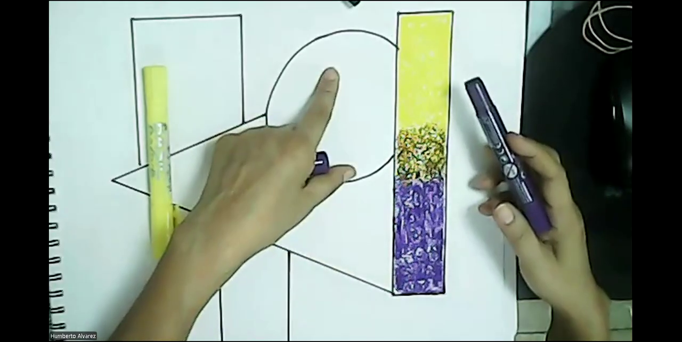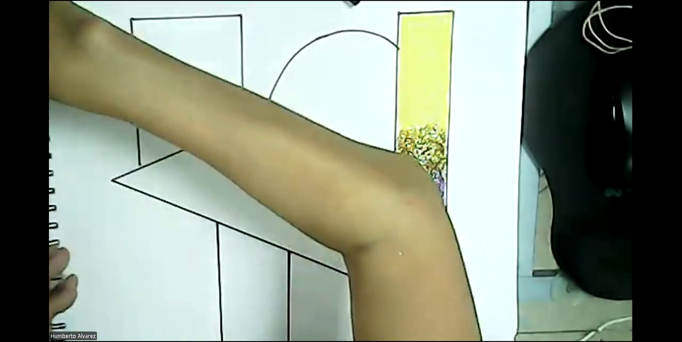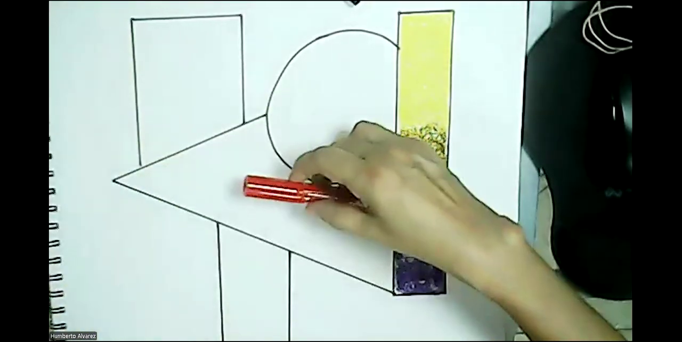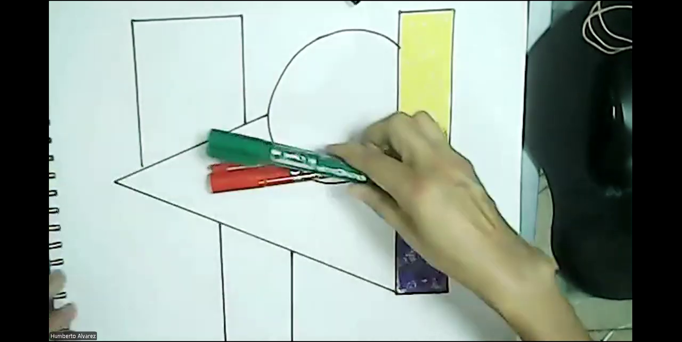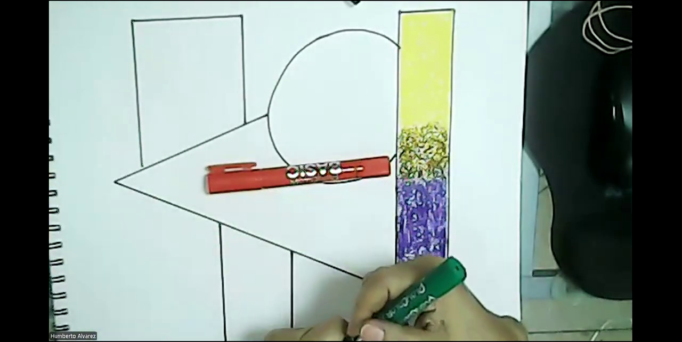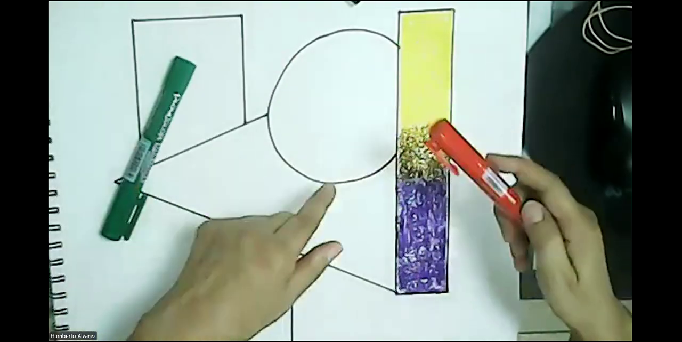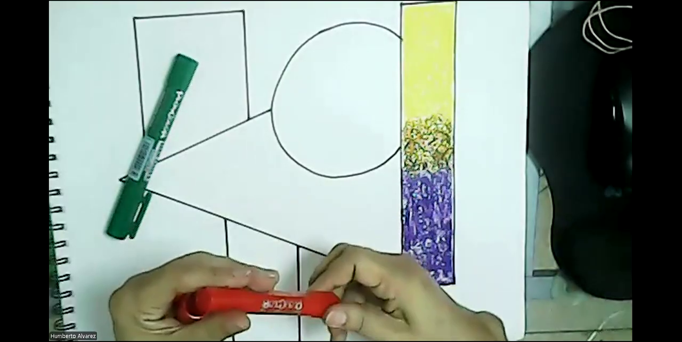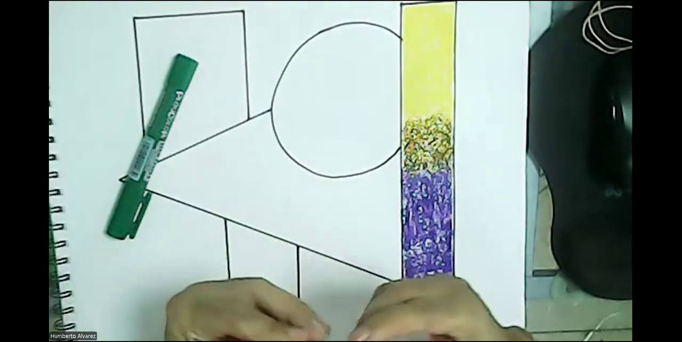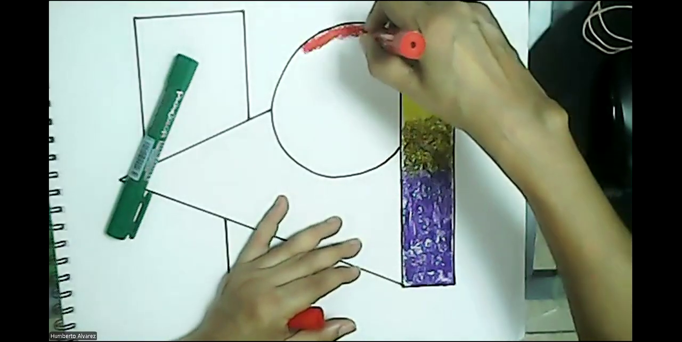Okay. I do the same in here. Let's do it with, I said red and green, right? Red and green. I'm going to start with the primary on top and the secondary at the bottom. Like this.